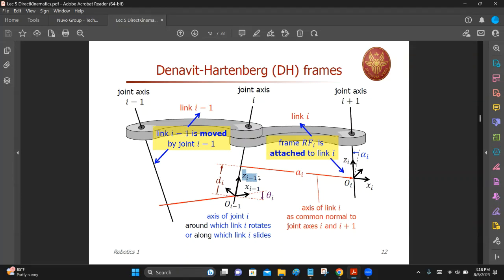And then what happens? a I is the distance from z i minus 1 to z i. From this point to this point, this is the distance of the common perpendicular, in fact, along x i. And then at the end, there is a rotation from z i minus 1 to z i around x i.